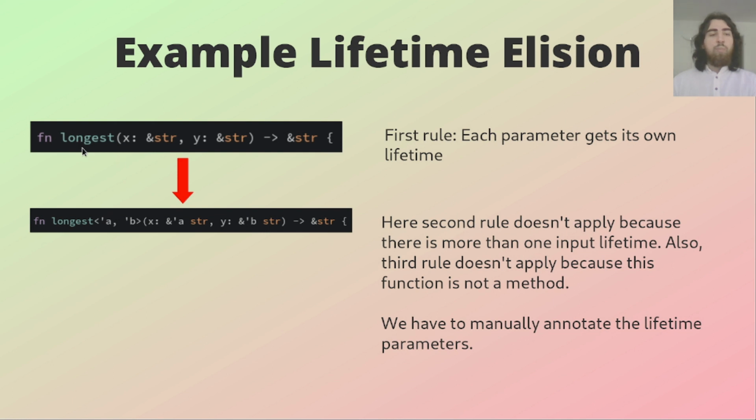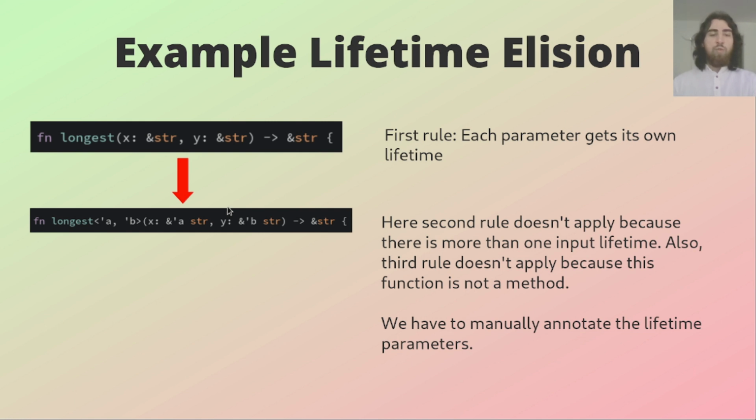You can write it like that and it will compile. You don't have to worry about lifetimes. So let's see this example. We have the function longest that takes two references as arguments, okay? And it returns one reference. First rule, each parameter gets its own lifetime. So the compiler will come and annotate A and B. Each reference gets its own lifetime, all right? So here the second rule doesn't apply because there is more than one input lifetime. Also the third rule doesn't apply because this function is not a method. We now have to manually annotate the lifetime parameters.